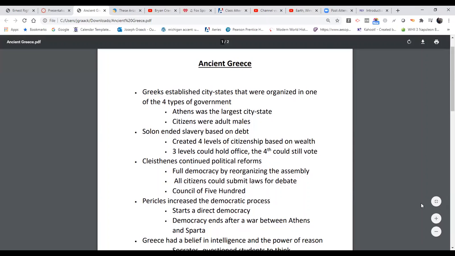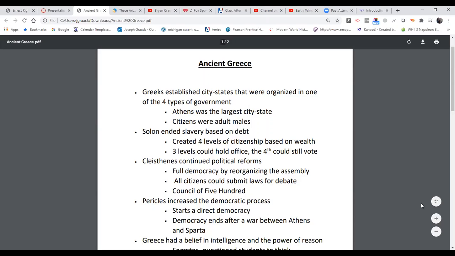So ancient Greece, back in the early days, was established and basically organized in one of four types of governments. So they had what was called city-states, where large areas, and you'll see this on the map, were basically controlled by a center city. Athens was the largest of the city-states, right? Because it's right on the Mediterranean Sea, and it was a trade route. All adult males were citizens. So the idea of citizenship comes about from Greece, that you are a citizen of a country.